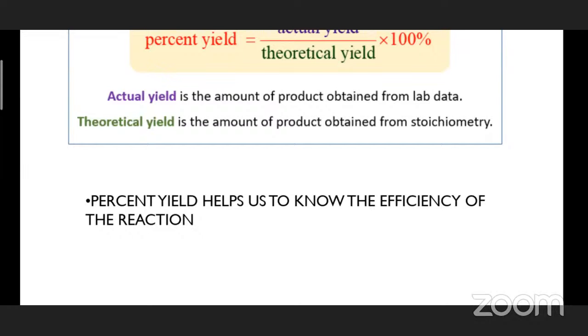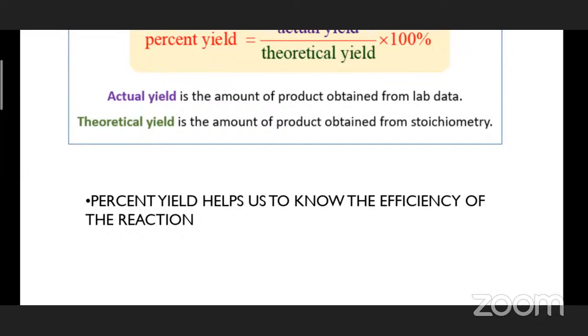The temperature might not be right. The reaction might need a catalyst. The pressures are not maintained. If it is a gaseous reaction, we have to maintain the pressures. We have to maintain the temperatures. Some reactions will need a catalyst. All these factors will be there in the reaction. If all these factors are provided enough, then only the reaction would go to a maximum extent. When the reaction is occurring to a maximum extent, we'll get the product.